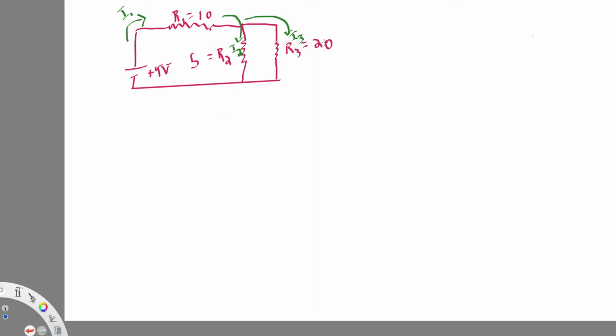So if we want to add the reciprocals here, it's going to be 1/5 plus 1/20th, and then the reciprocal of that. So a fifth is 0.2, a 20th is 0.05. So add them together, we get 0.25. Take the reciprocal, we get 4.